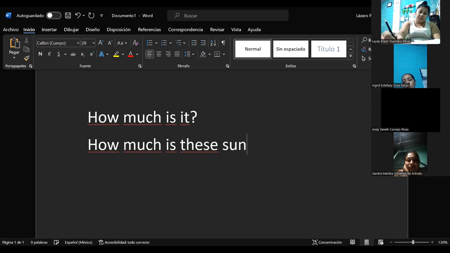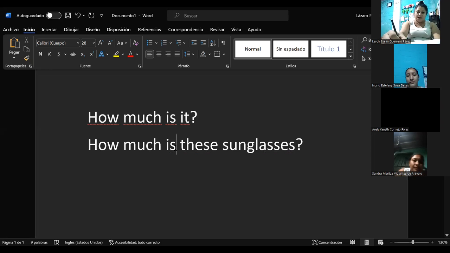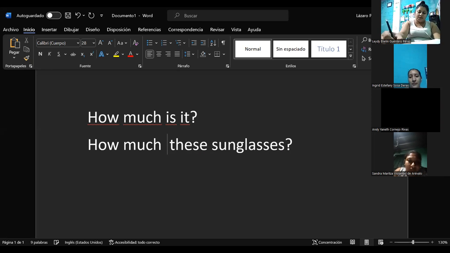These sunglasses, right? Así, or how much are these? Yo pienso que sí, pero ya me respondió ahí. No, I'm asking you just to check, okay? Yeah, R is the correct one. How much are these sunglasses, right?